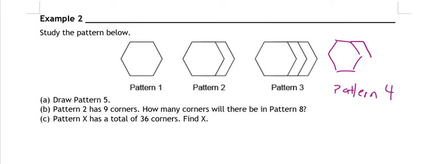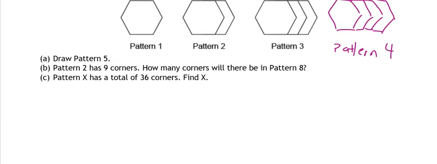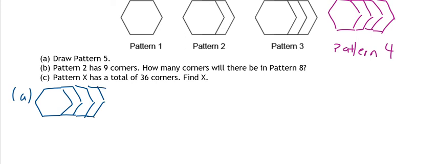This is pattern number 2. This is pattern number 3. And you add another one to have pattern number 4. So to answer your question, based on pattern number 4, your pattern number 5 will be like this. This is pattern number 1, pattern number 2, pattern number 3, pattern number 4, and pattern number 5. This is your answer for pattern number 5. That's it for A.